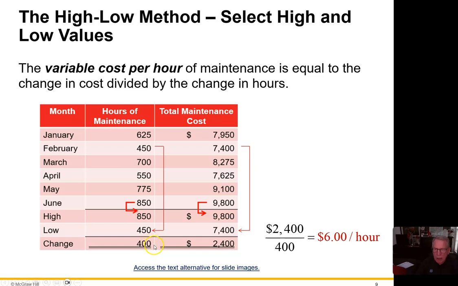We calculate the change. I often call that the delta. So the delta is 400 hours difference and the maintenance cost is $2,400 difference. We divide that hours into the cost and we get $6 per hour of variable cost.